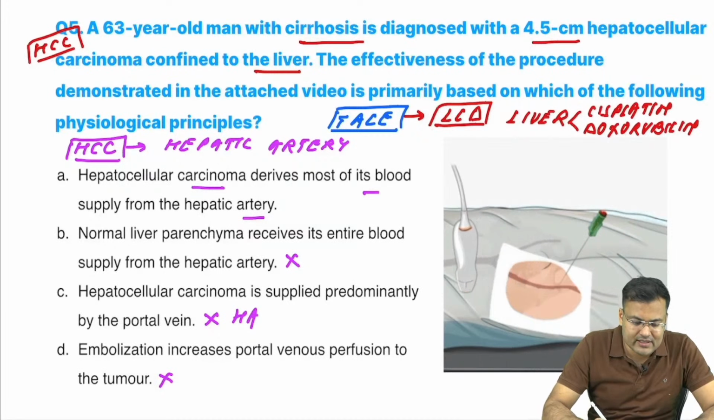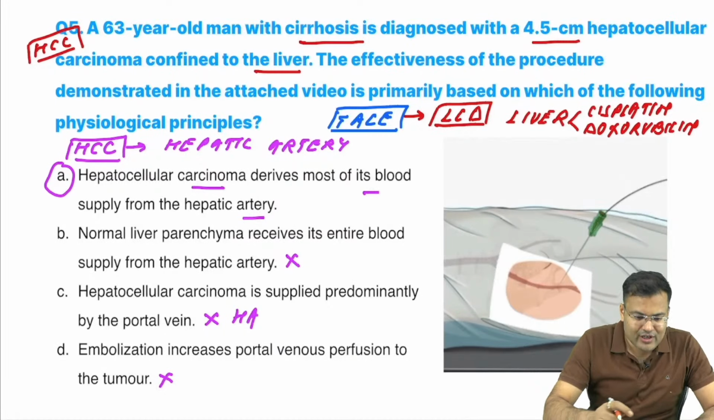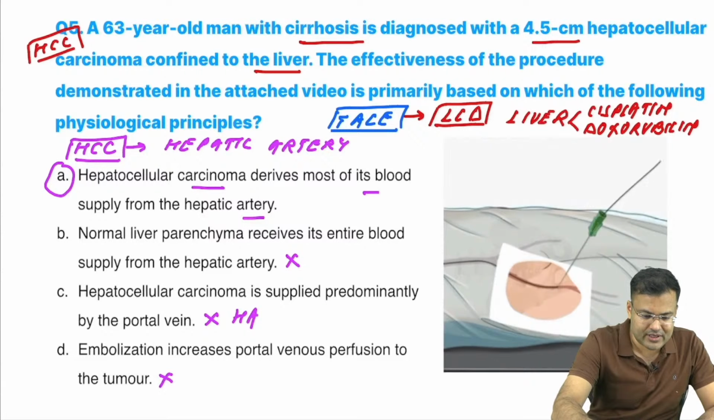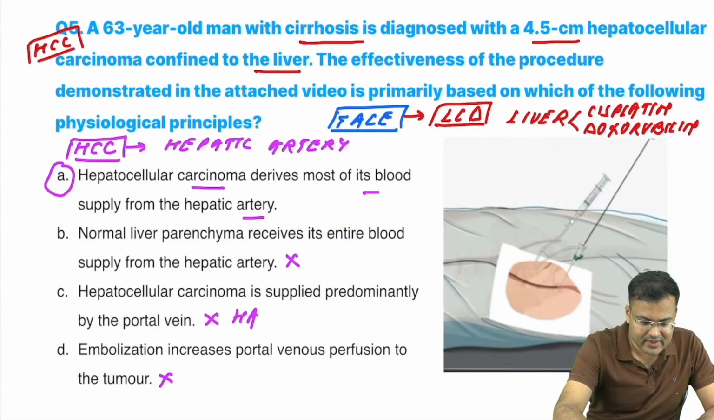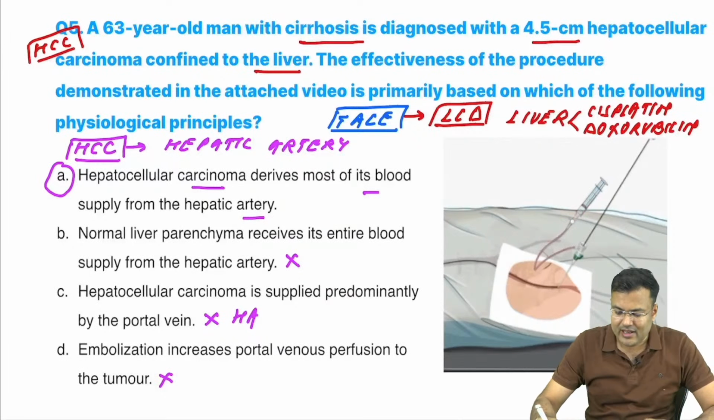So what's the correct answer here? The correct answer is option A. Clear? So that's the correct answer. It's option A. Easy? Now see the next question.